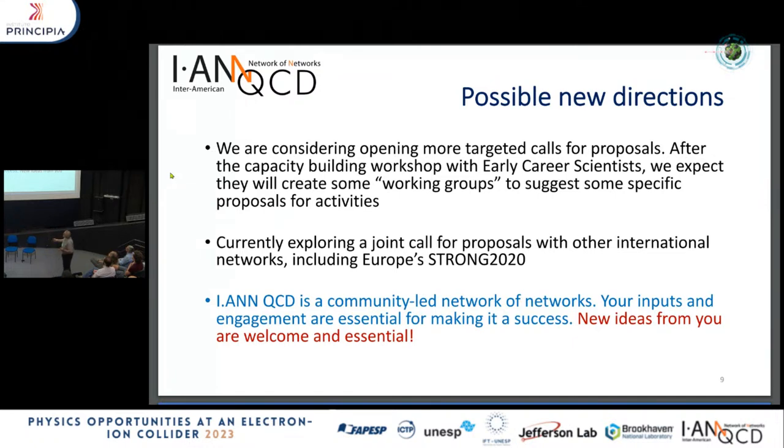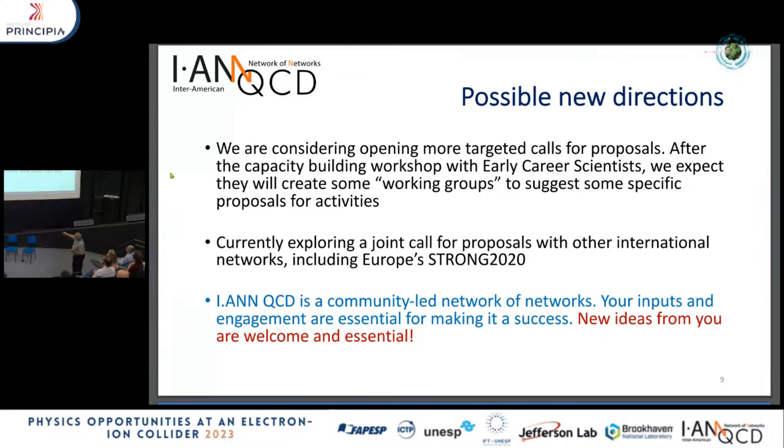So we are considering opening more targeted calls for proposals. That's obvious, we know what is working. We want to form representative groups of early career scientists who can then lead all of those activities on their own. We don't need to micromanage, or we don't intend to micromanage, so that's something that we're trying to do.